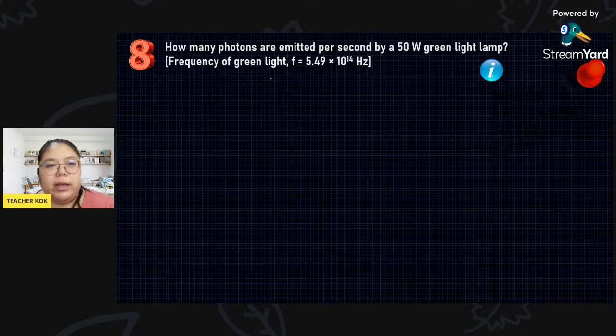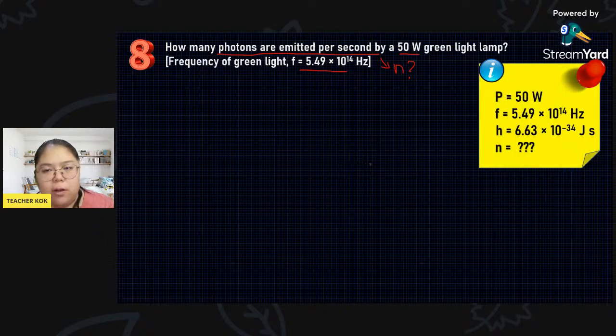Okay, we got number 8. How many photons? Yeah, Khatija also gave me the answer. How many photons emitted per second? The question asks about N. Power is provided, of the light lamp. Frequency is also provided. So we write the info: power, frequency, Planck, you must know.